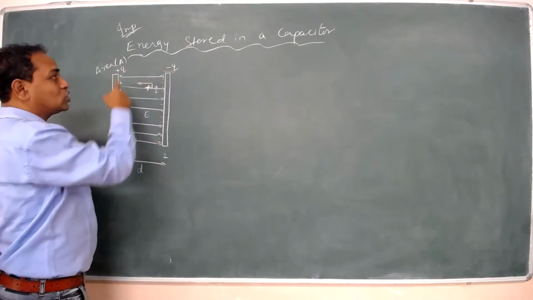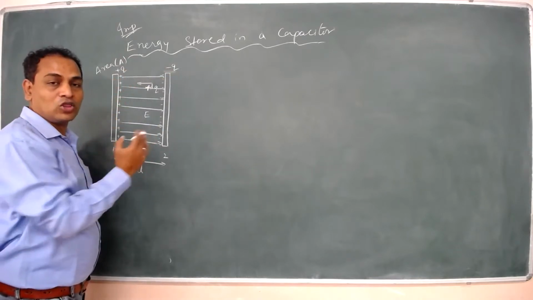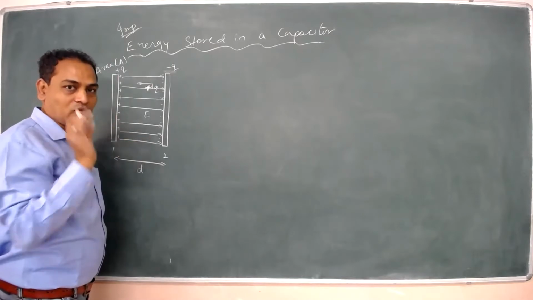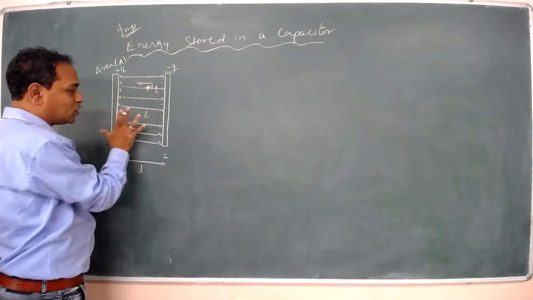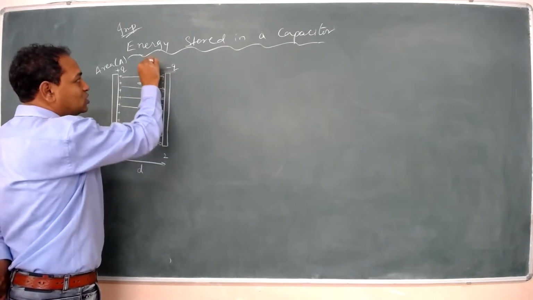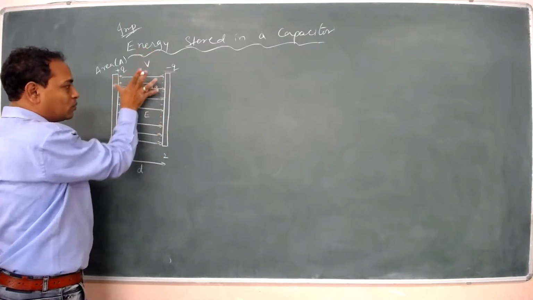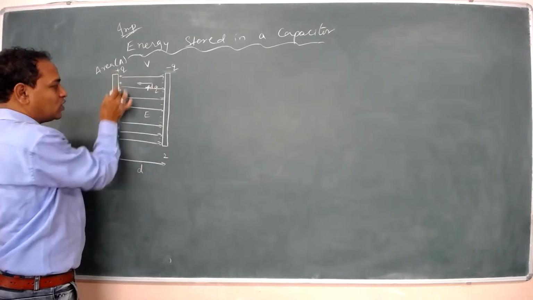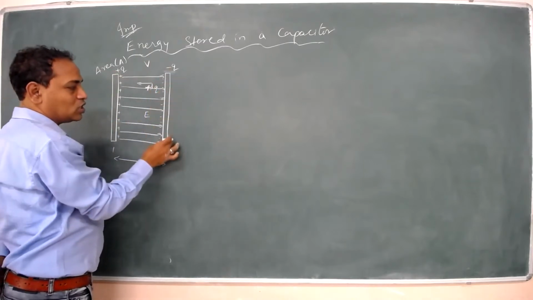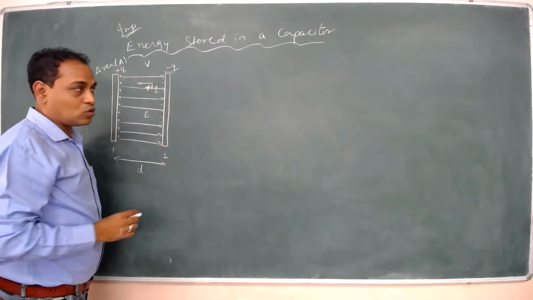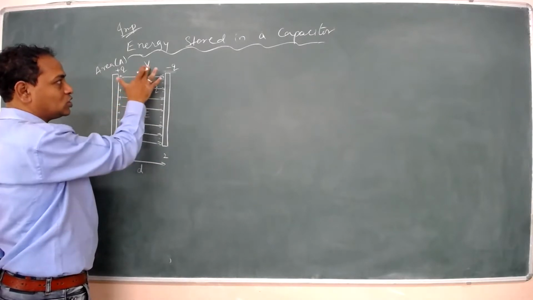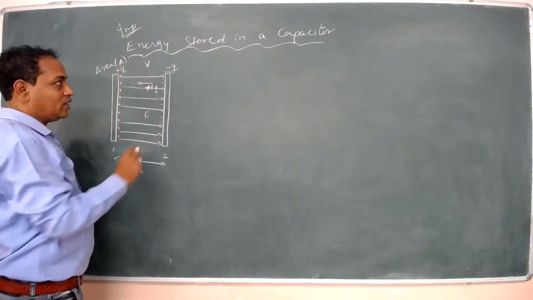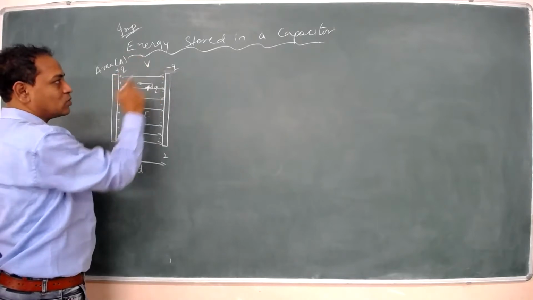Minus q and plus q is the charge attained on the two plates at any instant of time. At that instant of time, let V be the potential developed between these two, plus V here and minus V there. So V is the potential attained between these two. At that instant, the charge is this much.